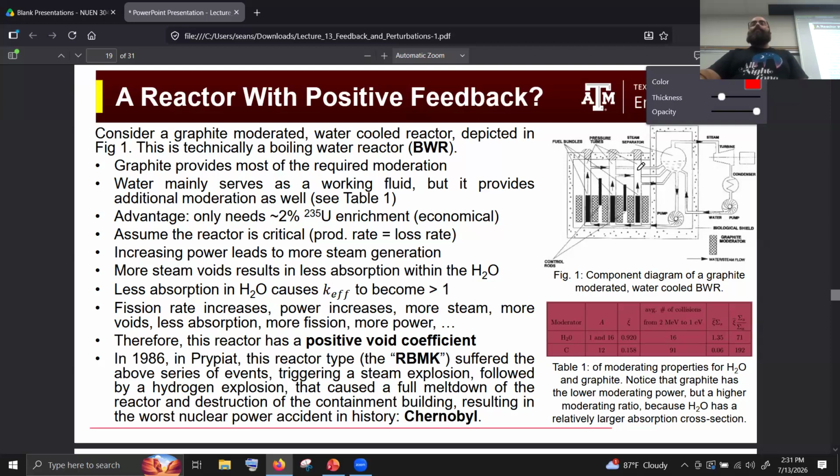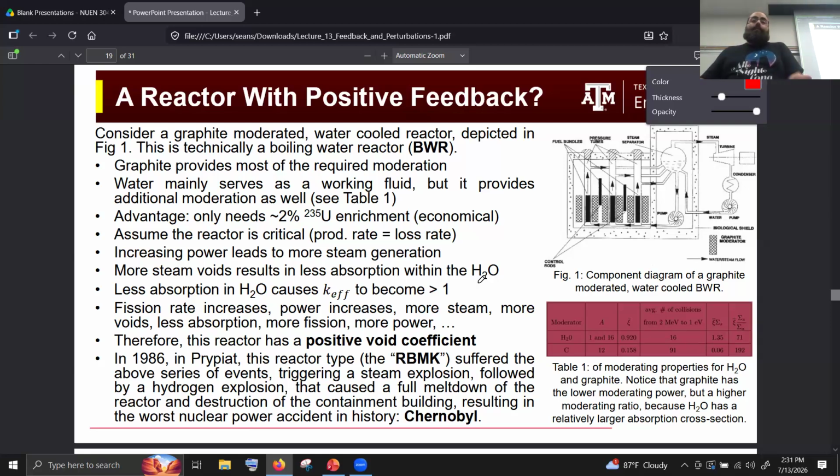And if we were critical before, it means our production and losses were balanced with water doing the amount of absorption it was before the power increased. Then power goes up, which makes temperature go up, which produces all these voids. And those voids mean less absorption within the water. But if I have less absorption than before, that means now my production is greater than my losses. And so the K effective goes above 1.